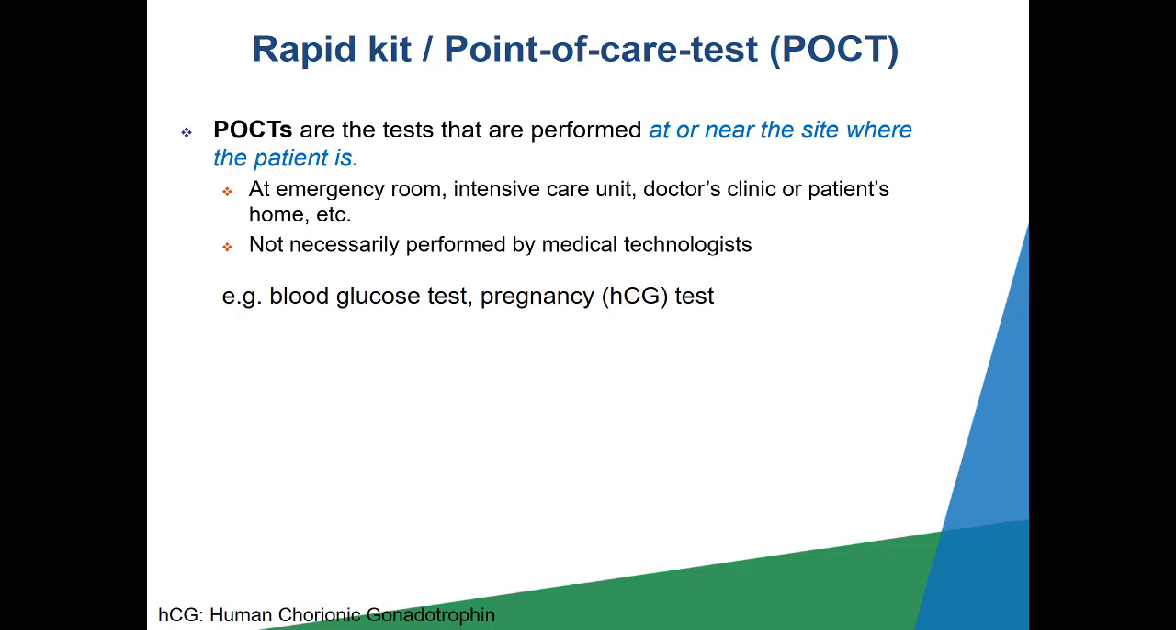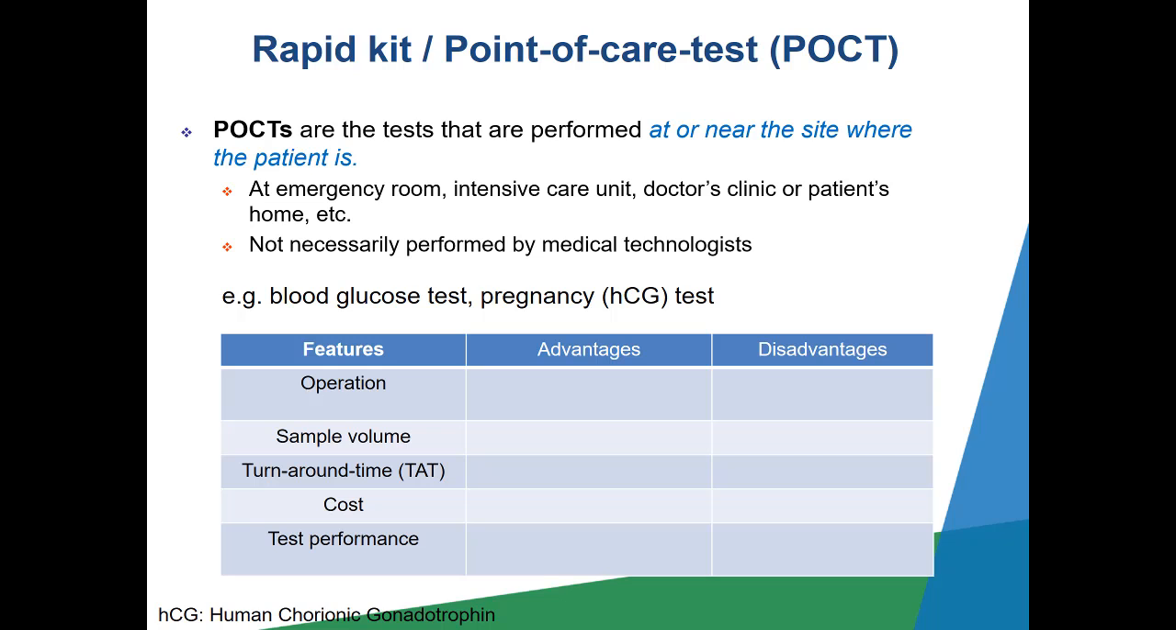For example, blood glucose test, pregnancy test, other common rapid kits, or point-of-care tests that we can perform at home. This kind of test usually is easy to operate, with only a few simple steps. The sample volume is small, and the turnaround time to get the results is fast. However, the cost is expensive, the performance of tests varies, and there is a lack of monitoring.